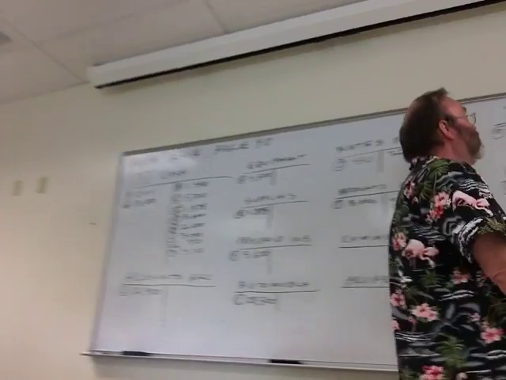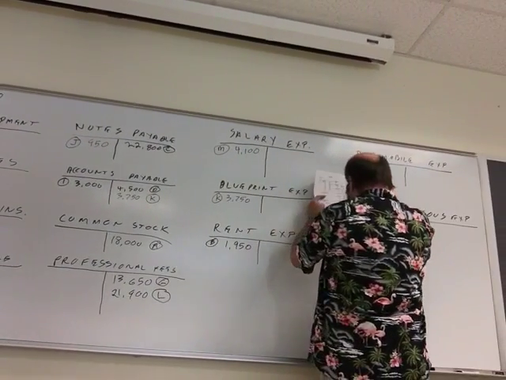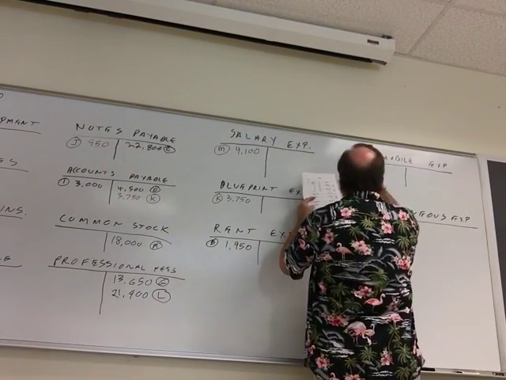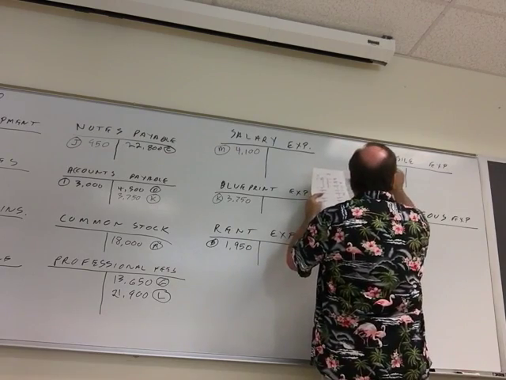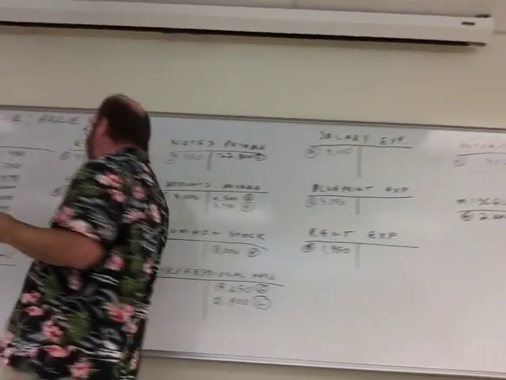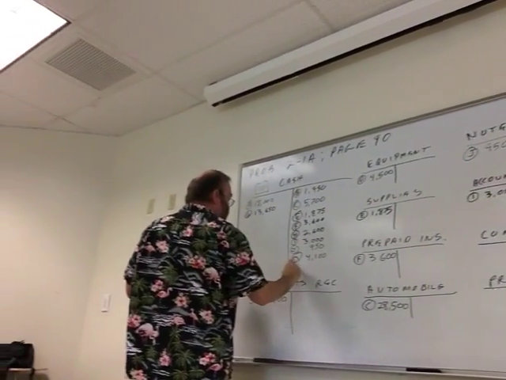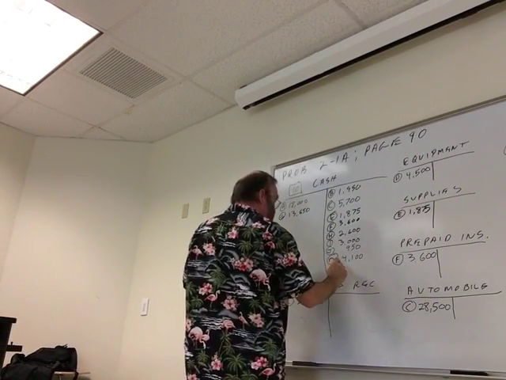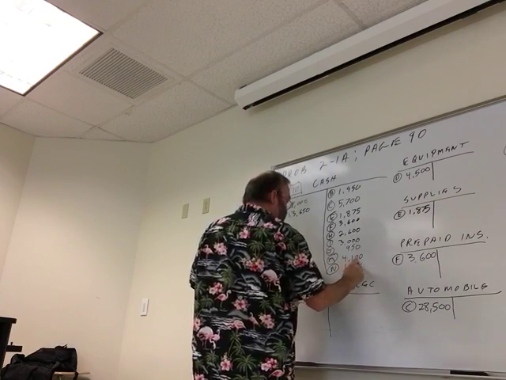Paid gas, oil, and repairs on the automobile for January, $1,300. So this is our last little expense T account up here for automotive. And that's N, $1,300. And it says we paid it. So, 1,300.